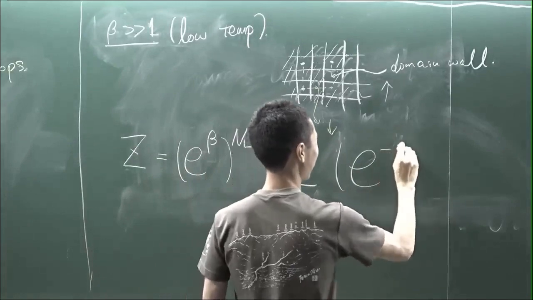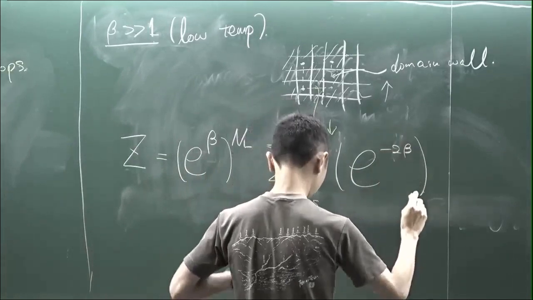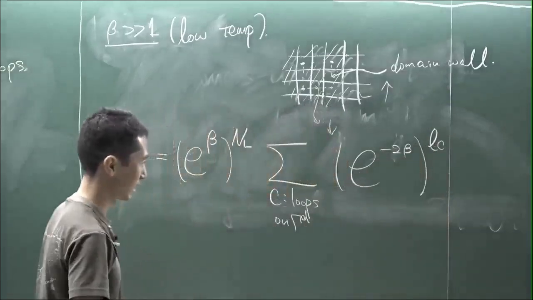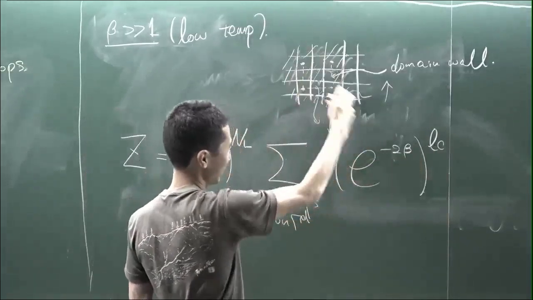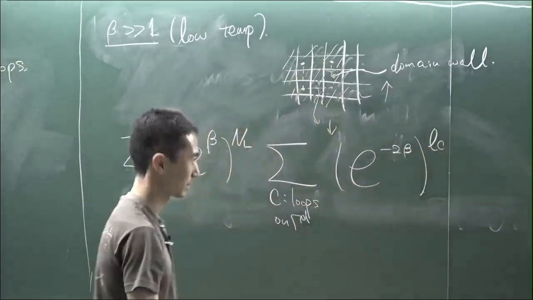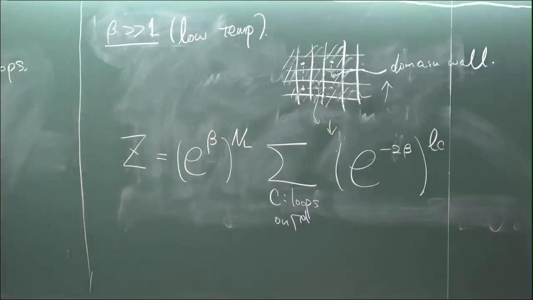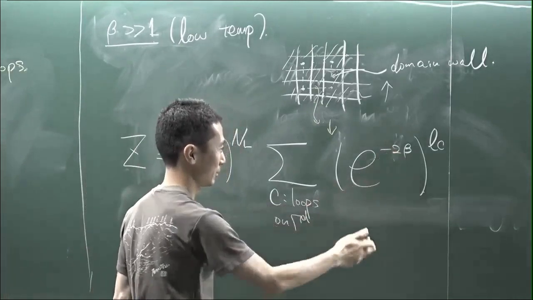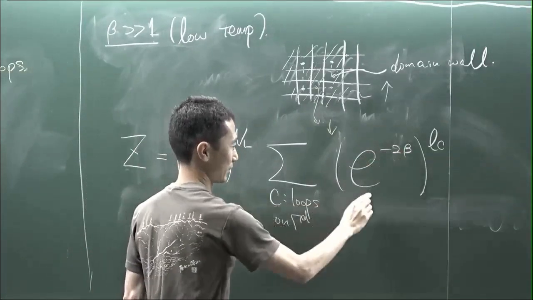And then I have this expression for each domain wall. So again, this is the length of the loop, but now it's a domain wall. And if you have a domain wall, then there is exponential suppression. So this is the second expression, which is good in the low temperature regime. And you can easily see that it's better in the low temperature regime, because in the low temperature regime, this factor is very, very small.